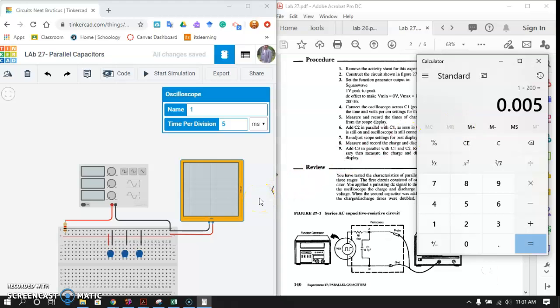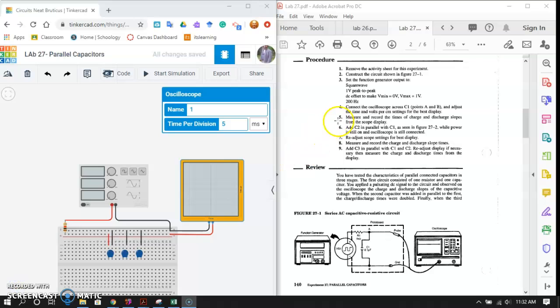That means that one period of the waveform is going to cover 5 milliseconds. If I have 5 milliseconds per division, that means I should have 10 cycles of the wave across my oscilloscope screen. We will change that so we can do a more precise reading, but for right now, let's look at that setting. Okay, so our goal here is to measure and record the times of charge and discharge, looking at the slopes on the scope.